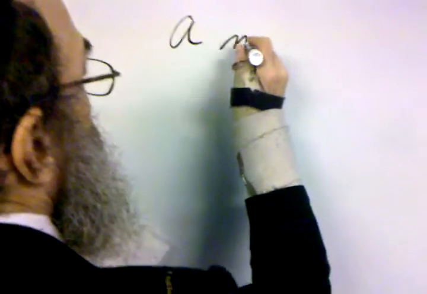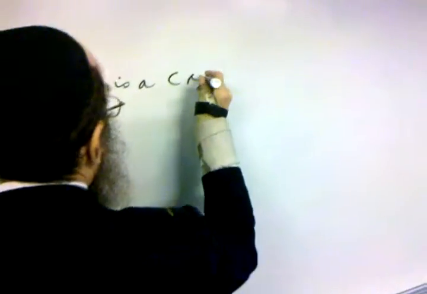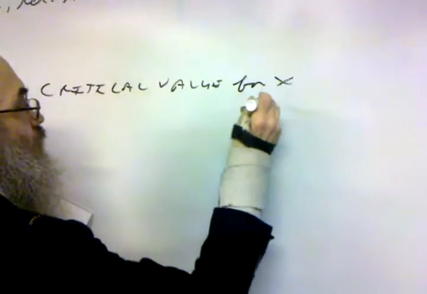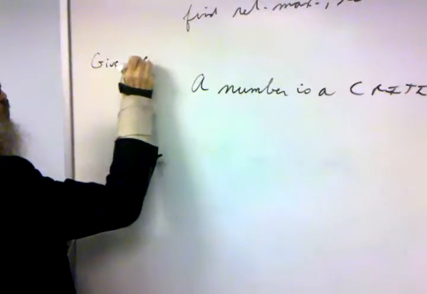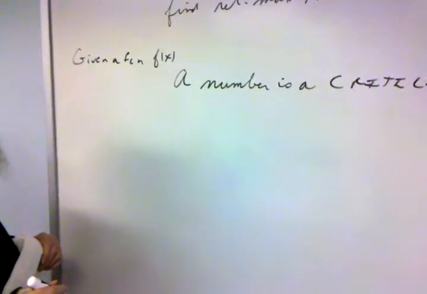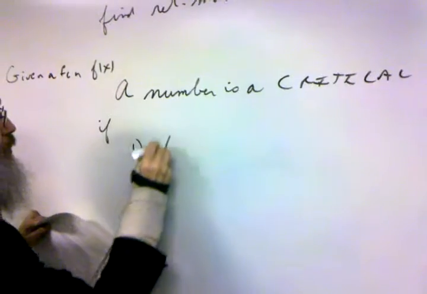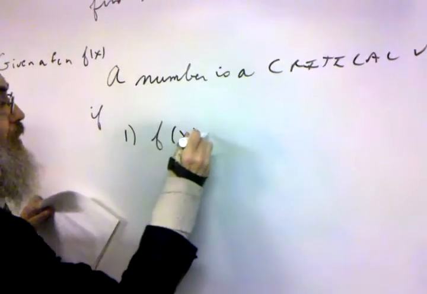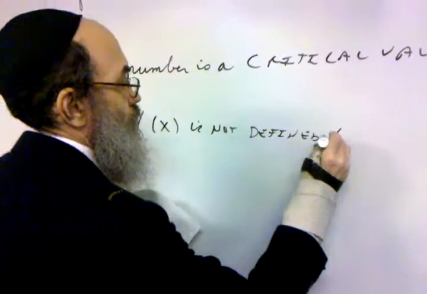A number is a critical value for x, given a function f of x. Given the function, you have to have the function first. A number is a critical value for x if one of three things occurs. One, that f of x is not defined for this value.